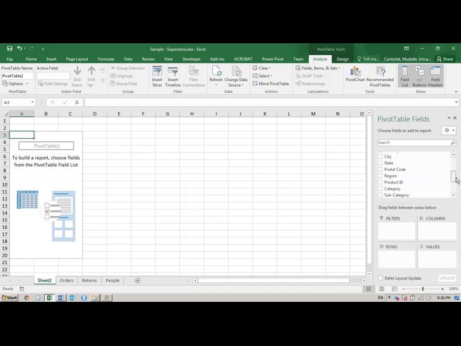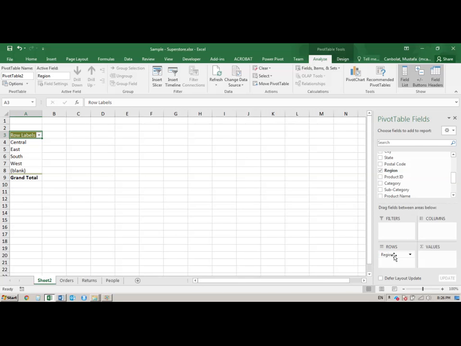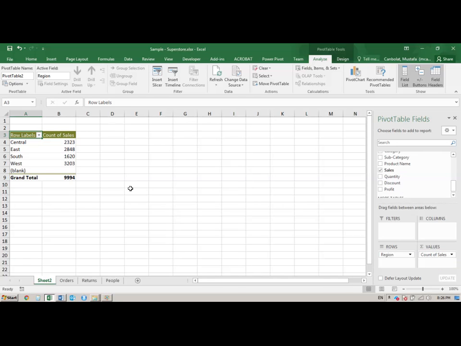So in that case, we take the region and put it under rows. When we do that, we have central, east, south, and west, and there are some blank regions. That means those rows in the data set are missing the region information. And then we take the sales amounts and put it under values.